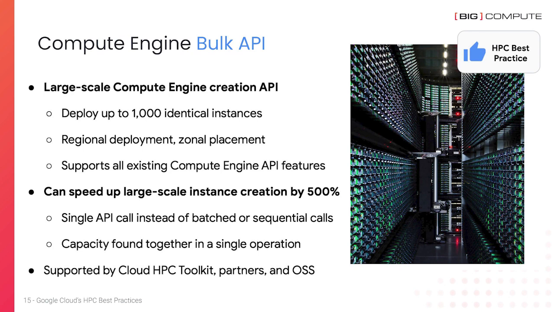Second is regional deployment, rather than zonal deployment, which searches for capacity for you and adds flexibility to your HPC deployments to avoid stockouts, enabling your HPC VMs to be deployed faster. With these features, Bulk API can speed up large-scale instance deployments by up to 500% in our testing.